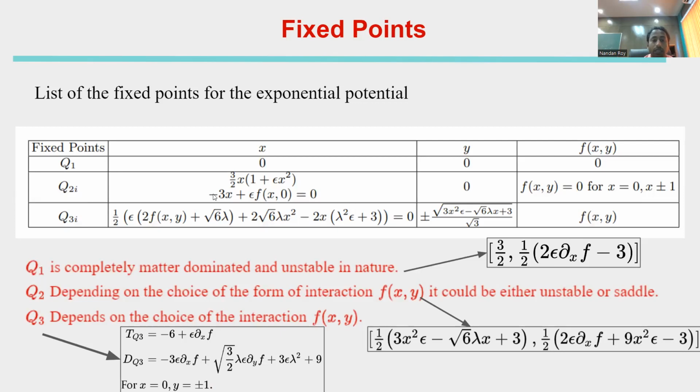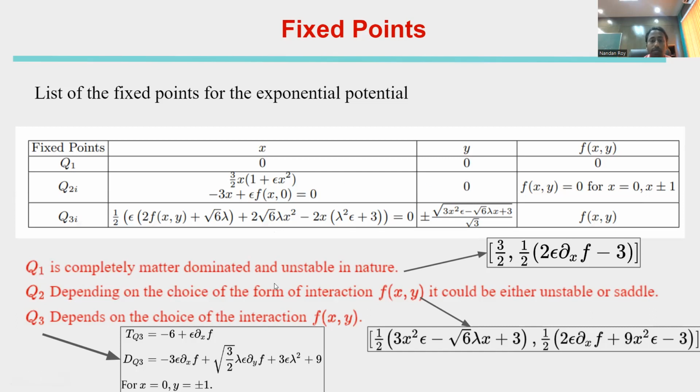So these are the classes of fixed points, since we have not considered any form of the interaction f of x, y. So one has to, suppose for this Q2, solve this quadratic equation to find the exact fixed point for any chosen value of f of x, y. But these are the three classes, and one can study the stability of these fixed points even for an arbitrary potential.